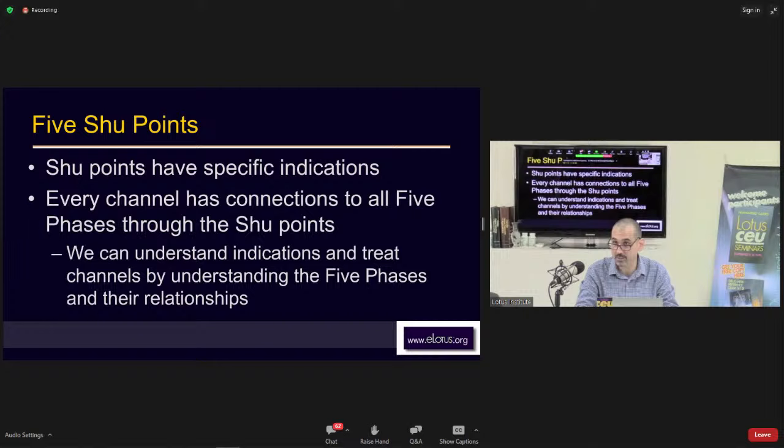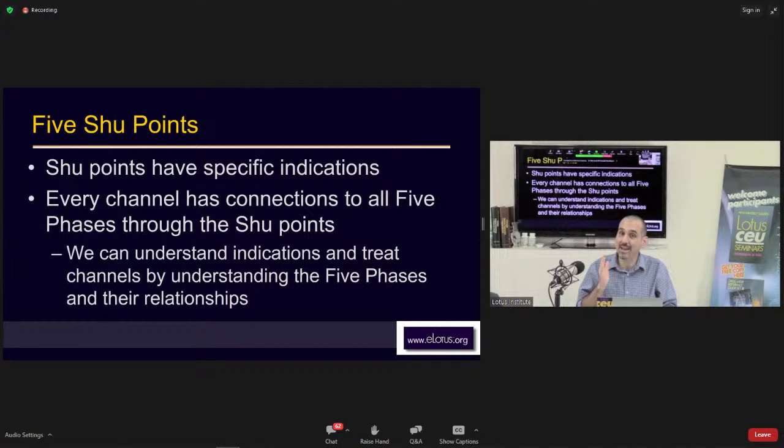So when we are looking at specific points, remember the points on the extremities will tend to have more varied distant indications compared to the points on the trunk. Points in the trunk definitely have distant indications as well, but they're not going to be as varied as the ones on the distal extremities. Okay. So we're going to start by taking a look at what are some of the five shu points. What do they do? How can we conceive of them?